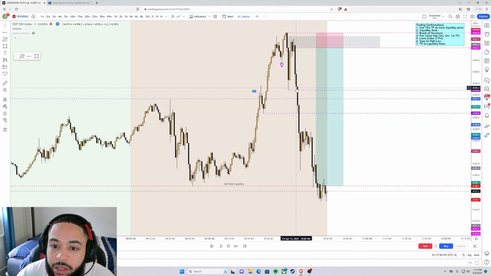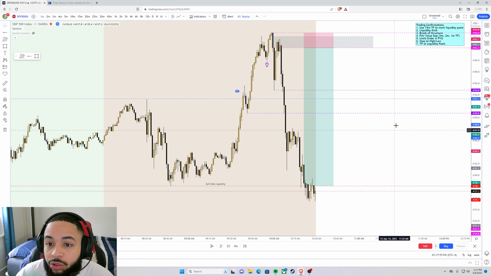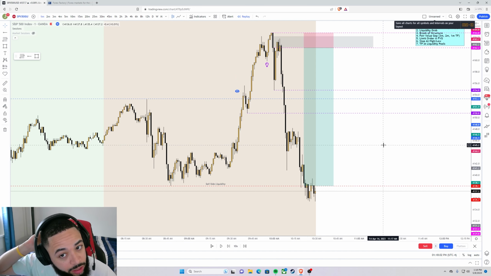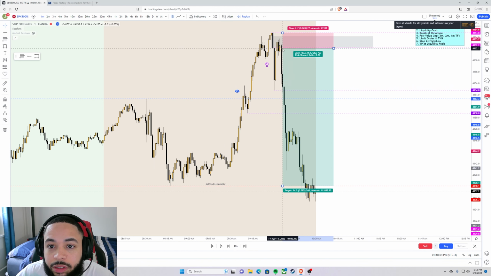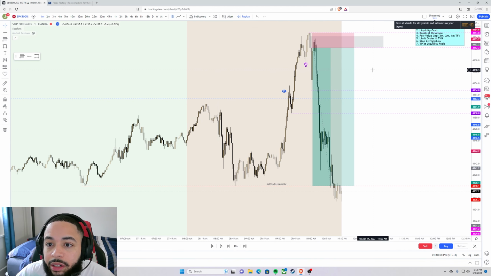So even if price came down to this level or this level and then just decided to reverse against us instead of clearing this last target, we would have still taken partial, so we still would have walked away with profit. And obviously our account would grow. So this was just one simple example of how I trade, right?